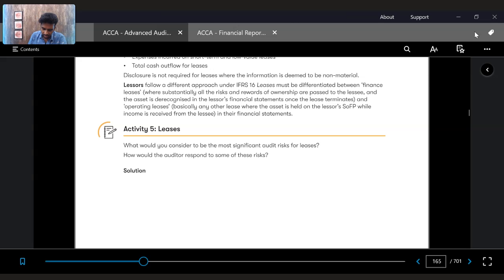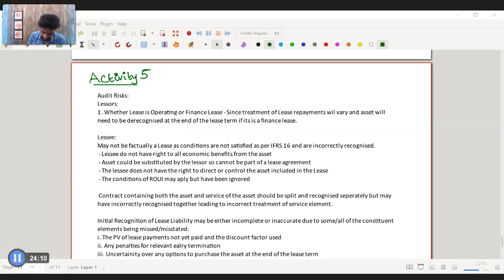So let's try to look at the answer for this. I've already created an answer, so I'm just going to explain those answers that I have created. So let's look at this activity number 5. Okay, so activity number 5, we're going to explain the risk of leases for the lessor as well as the lessees.